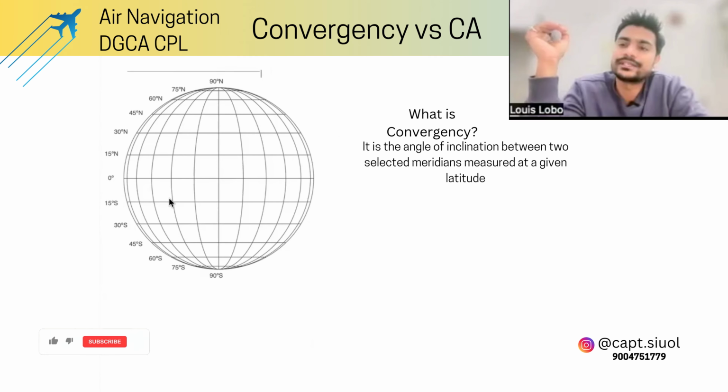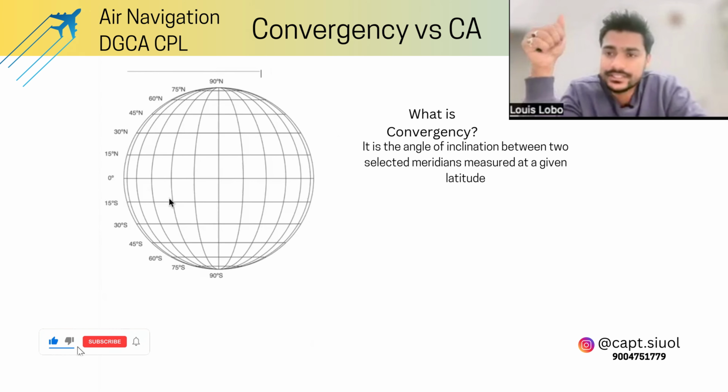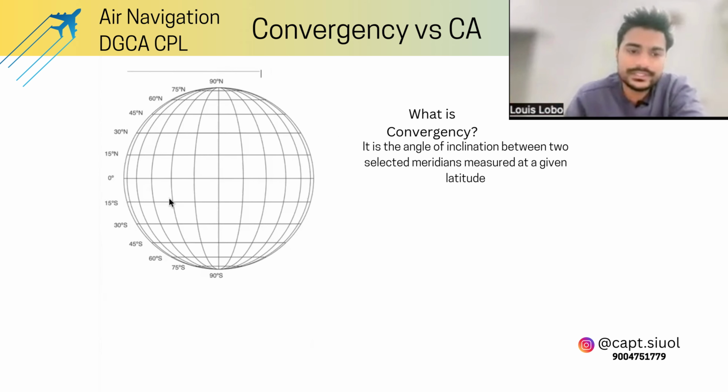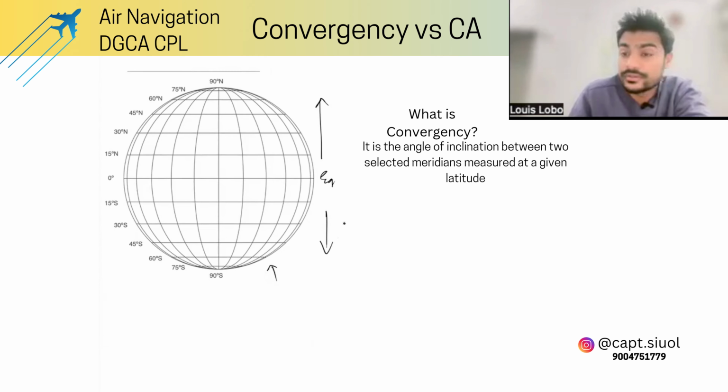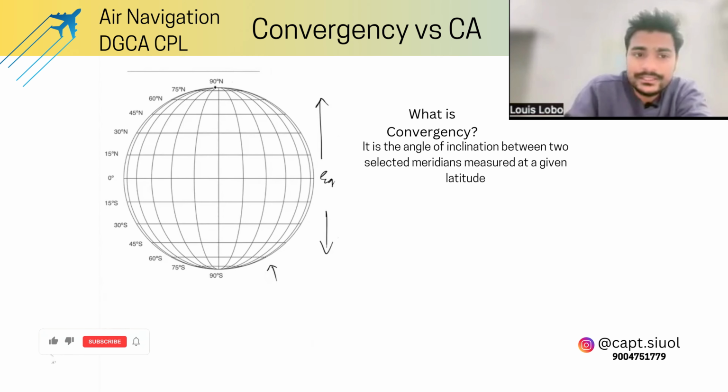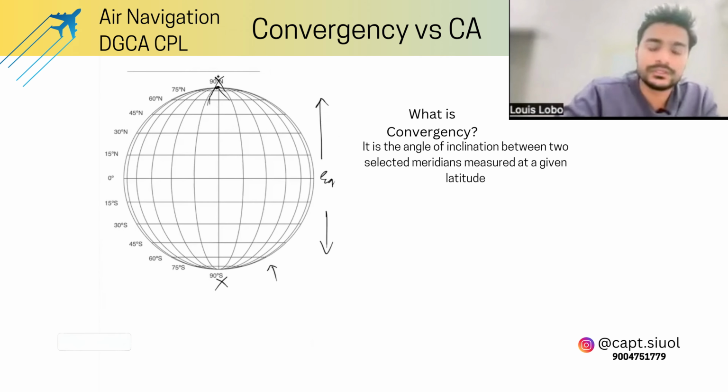Or you could also say convergency is the difference between the initial great circle track and the final great circle track. So I'll just show you an example over here. Notice this diagram. From the equator, if you move all the way to the north or all the way to the south, you notice all the meridians start converging together at the poles.